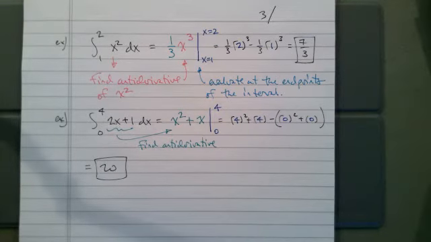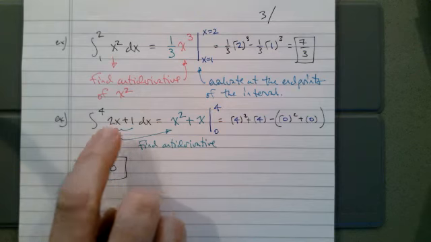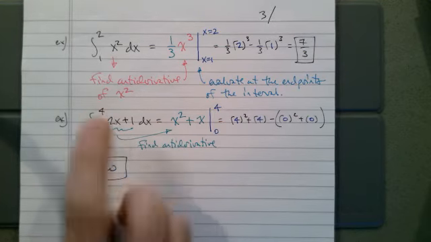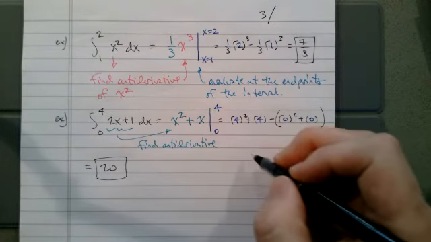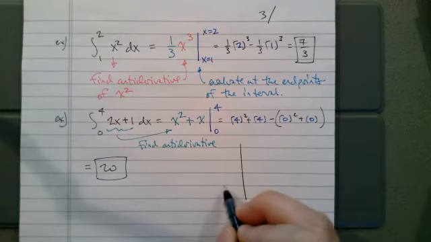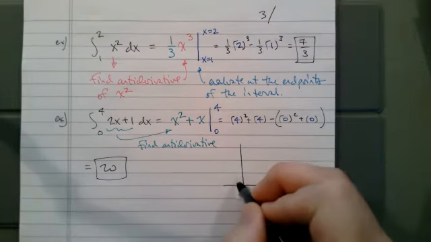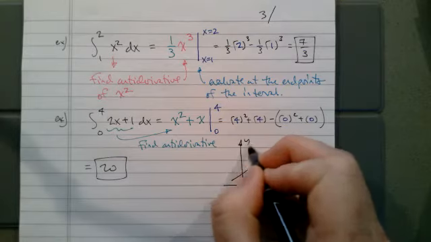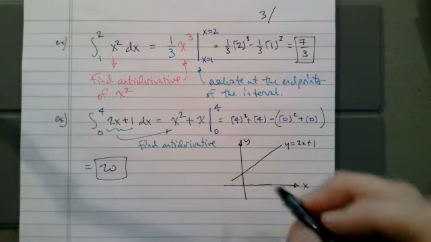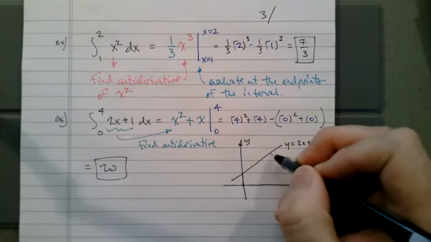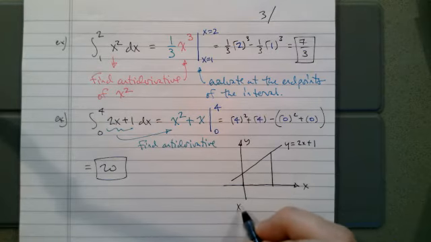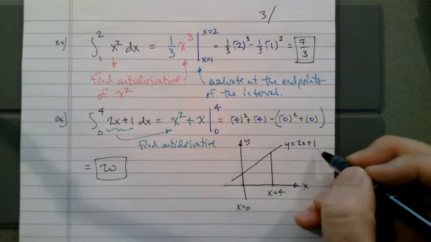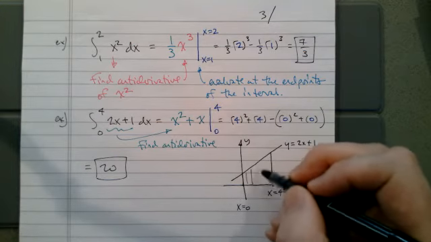We need to think about what this represents. This definite integral is supposed to represent the area under the line 2x plus 1 and above the interval from 0 to 4. Let's draw a picture and see what that looks like. Here's the line y equals 2x plus 1, and we want this over the interval from 0 to 4. I want the area under this curve, 2x plus 1, and above the interval from 0 to 4. So I want this area here.